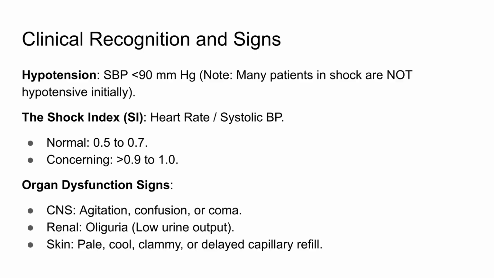Clinical recognition involves checking for hypotension, though not all patients are initially hypotensive. The shock index, or heart rate divided by systolic BP, is concerning if it is above 0.9. Signs of organ dysfunction include CNS changes, oliguria, and skin changes.